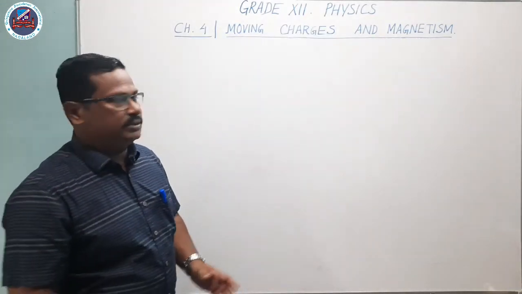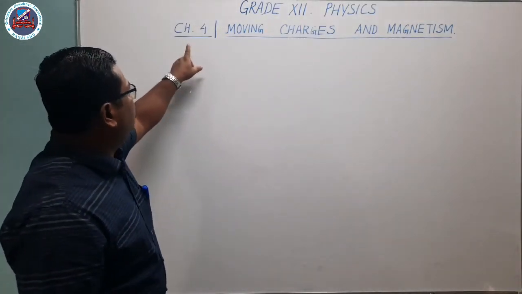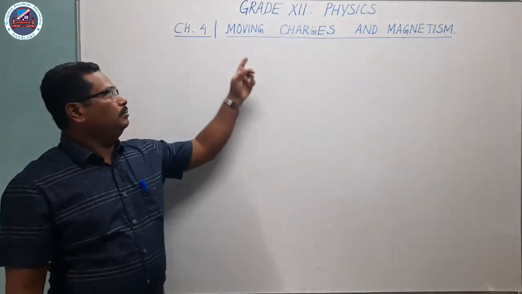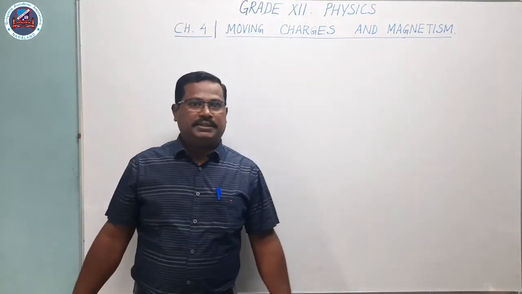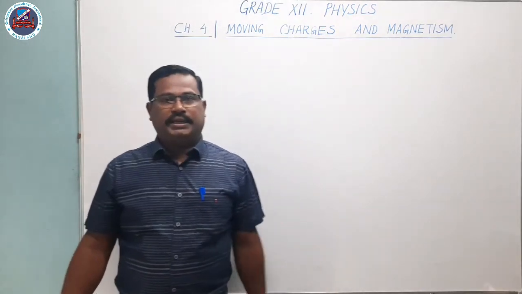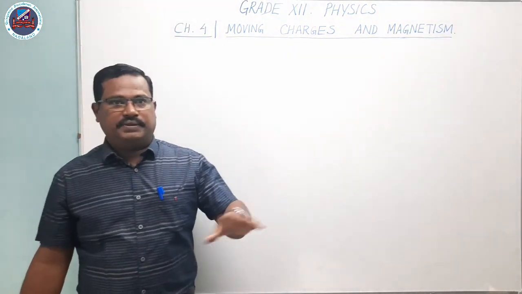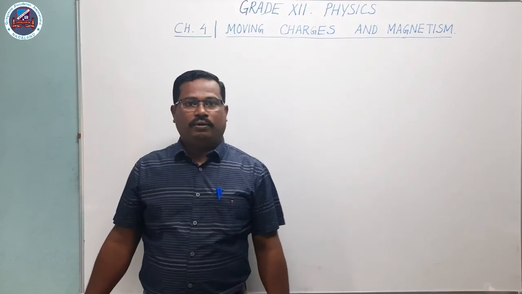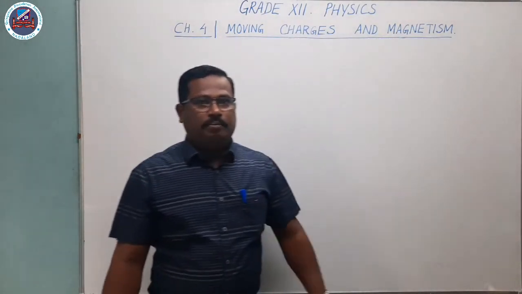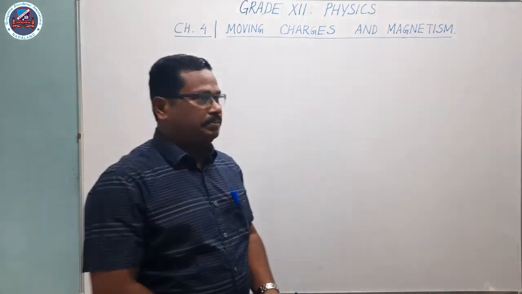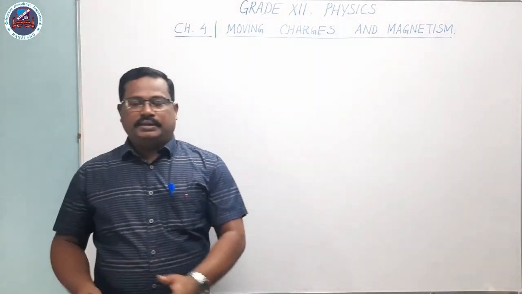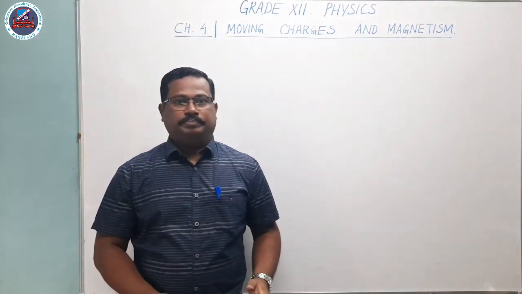Today in our physics class of grade 12, we are going to start chapter number 4, that is moving charges and magnetism. Here, the word moving charges, as you already know, means electric current. Current is defined as the rate of flow of charge. And the second part is magnetism. In this chapter, you will study the correlation between electric current and magnetism.